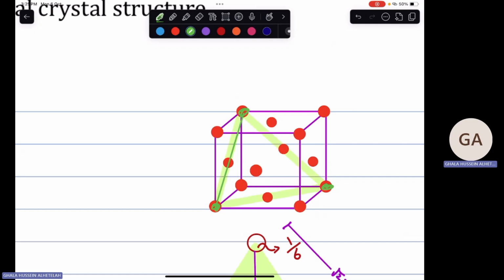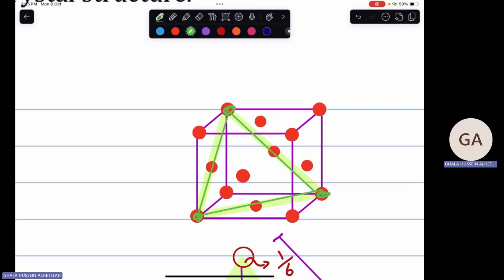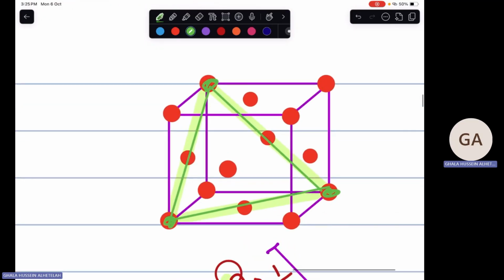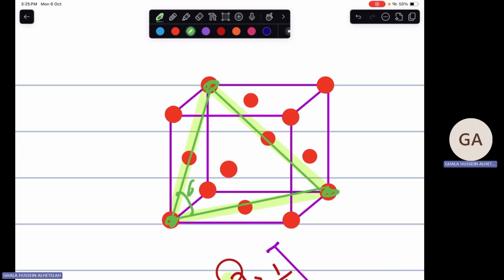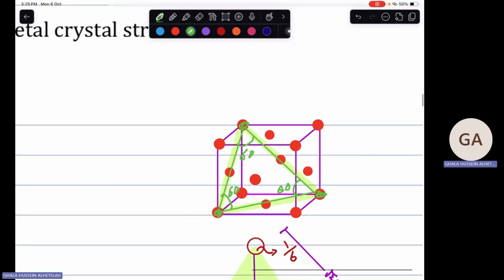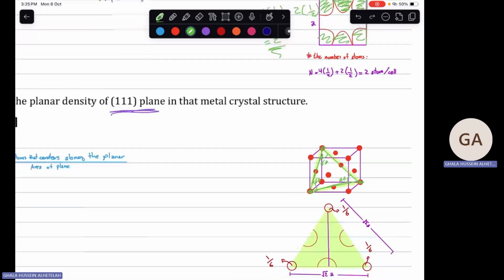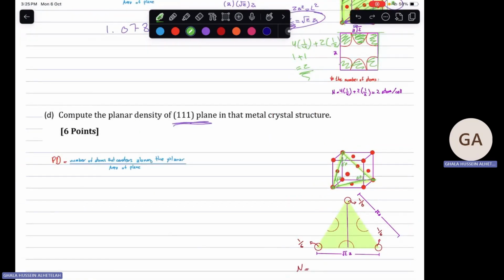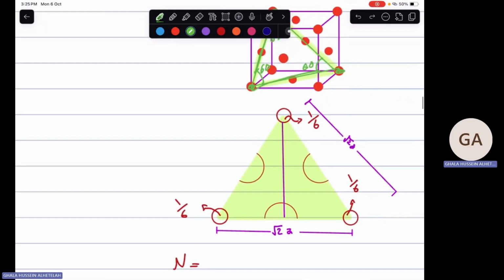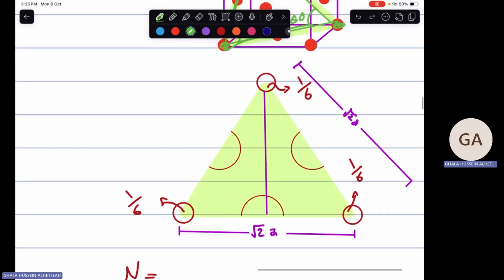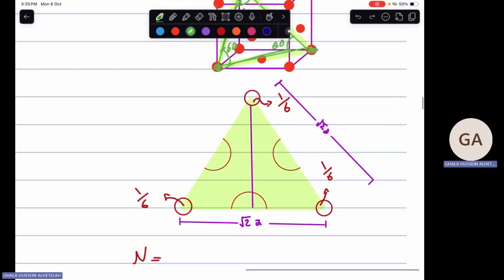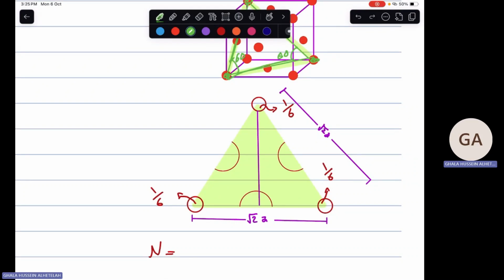Just match the points together and you are going to have a triangle shape. If you imagine it well, you will know that it has 60, 60, 60 angles, because the edges have the same length. Let's draw it in another way to simplify our imagination and know the number of atoms on the plane.